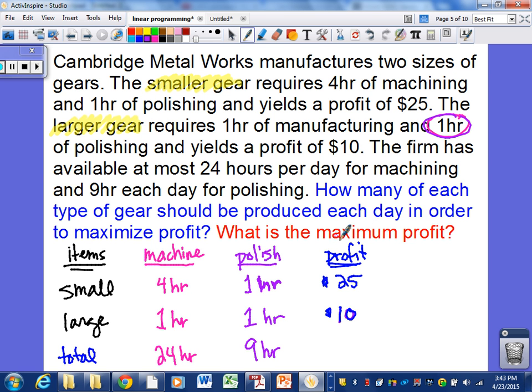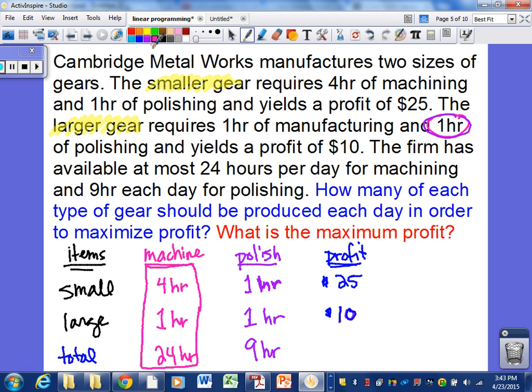Okay. If you organize your information in this way, notice my color coding, I get one equation that's all about machining times. 4 hours for small gears, 1 hour for large gears, 24 hours total. So the small gear has machining time, large does, and then I have a total number of hours that's not to exceed. So I organize my information so that this becomes one linear equation.